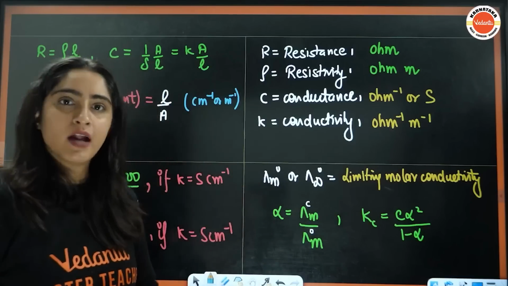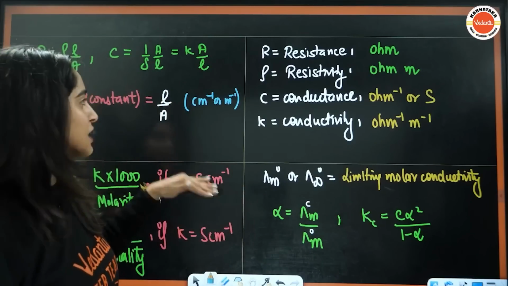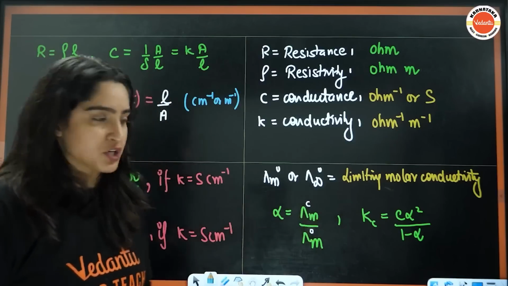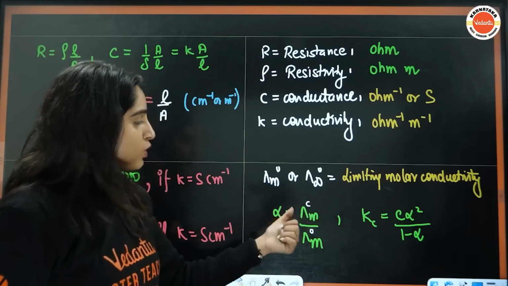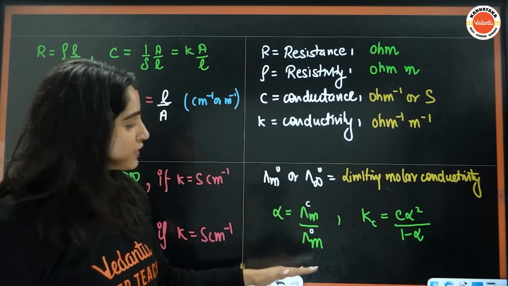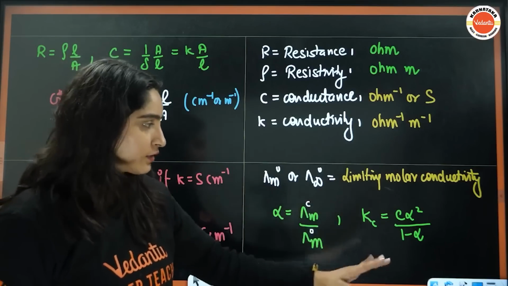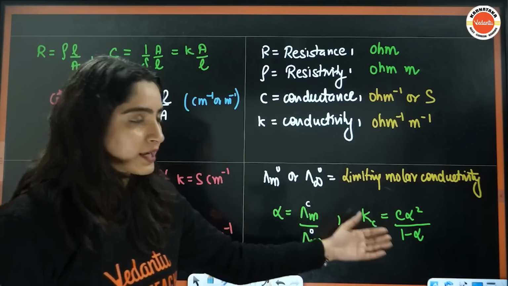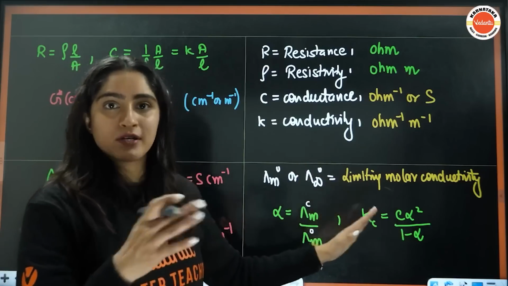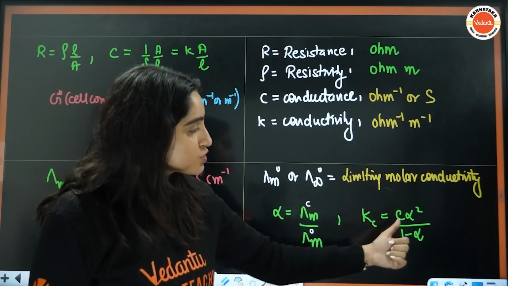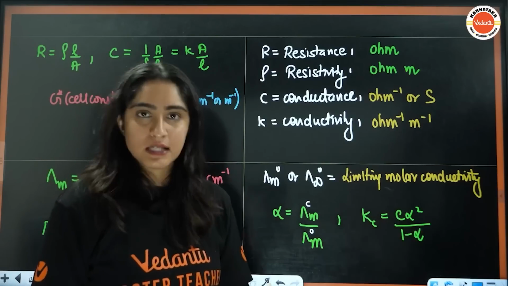If we want to calculate, they will first ask you to calculate this thing, then they will ask you to calculate the degree of dissociation. Degree of dissociation is molar conductivity at a concentration C divided by molar conductivity at infinite dilution, that is limiting molar conductivity, and from there you will calculate the Kc, that is the dissociation constant. So dissociation constant is equal to C alpha square by 1 minus alpha.